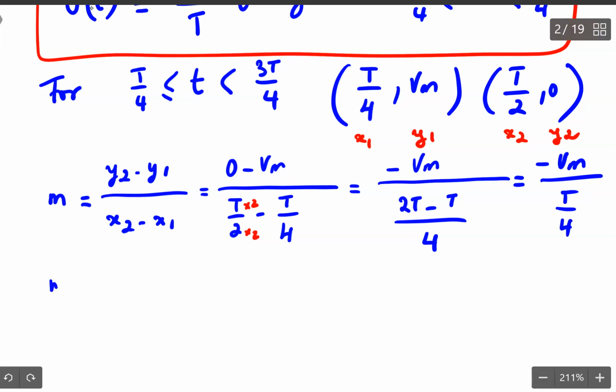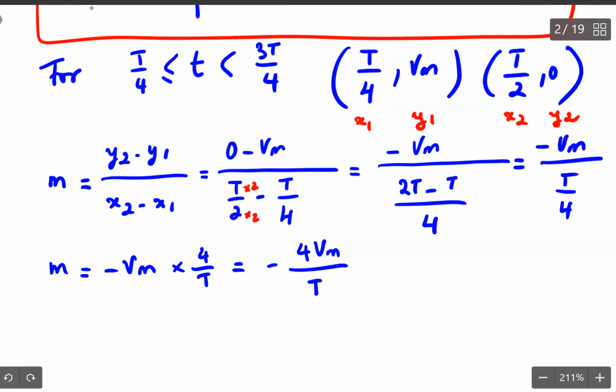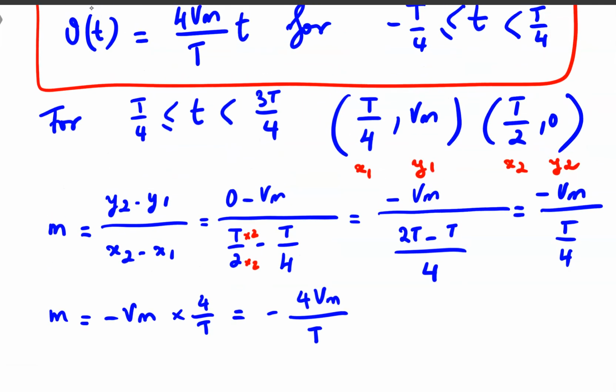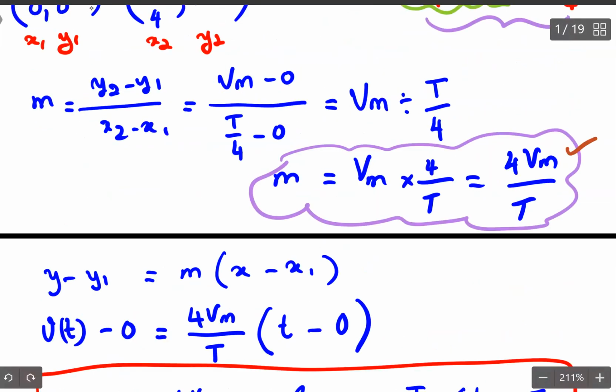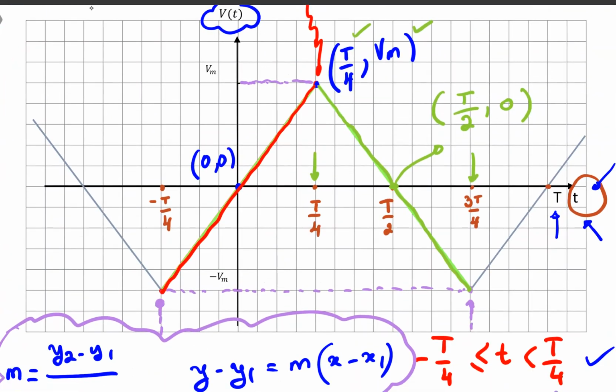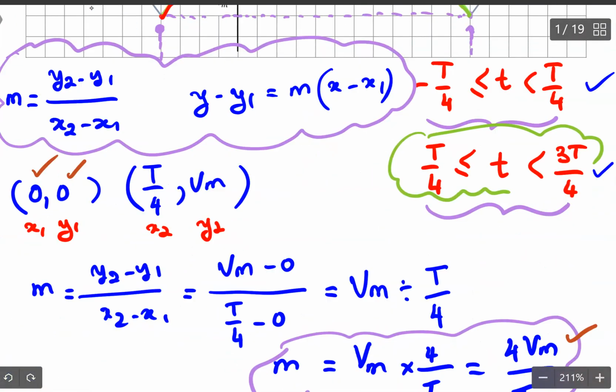So that means slope is equal to negative Vmax multiplied by 4 over T. So in this case, I should have negative 4 Vmax divided by the period T. So the slope for this particular line in this time interval will be negative 4 Vmax over T, which is true, because if you have the straight line facing this way, then your slope should be a negative slope.